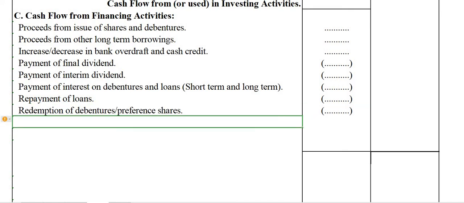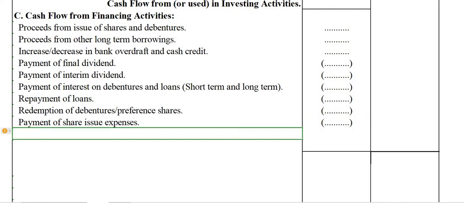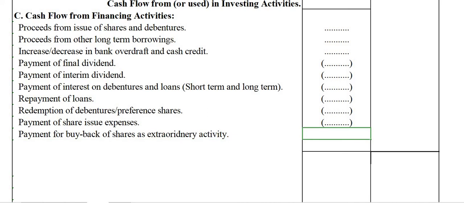Next item, payment of share issue expenses. We have studied in the previous classes about share issue expenses. At the time of issue of debentures or shares, if we paid any commission or brokerage for underwriting agencies or any other expenses related to share issue, that can be mentioned. Then buyback of shares. If we have spent money for buying back our own shares from the public, that money can be mentioned.